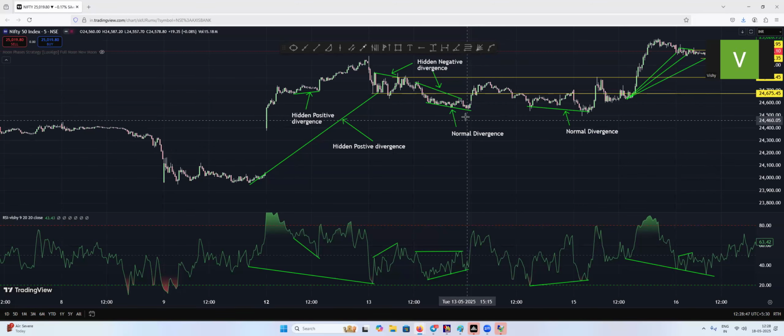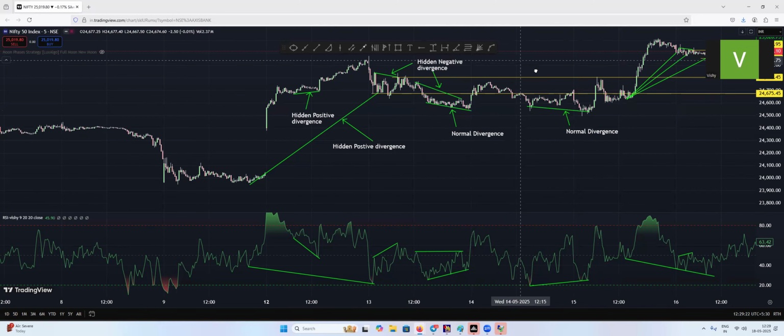So what is normal positive divergence? Normal positive divergence is price making lower lows and RSI making higher highs, and price goes up next. This is the same example. Another example I give you, normal divergence. Here also, price made a lower low, and RSI made a higher low. So this is also normal divergence, and price went up.